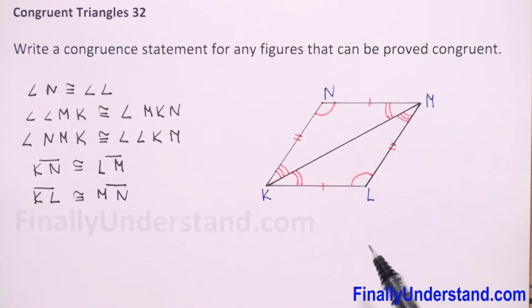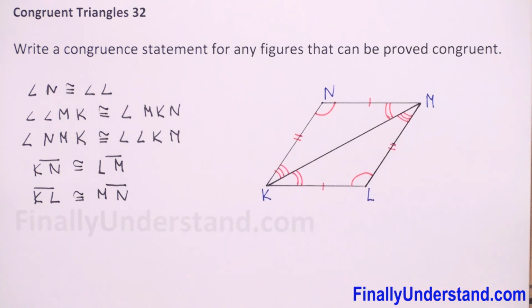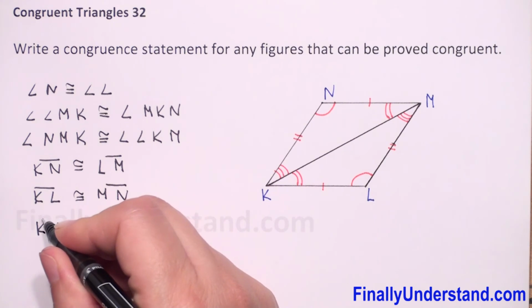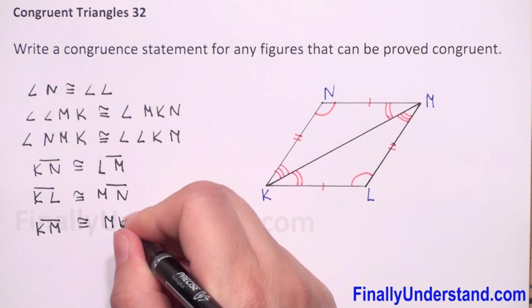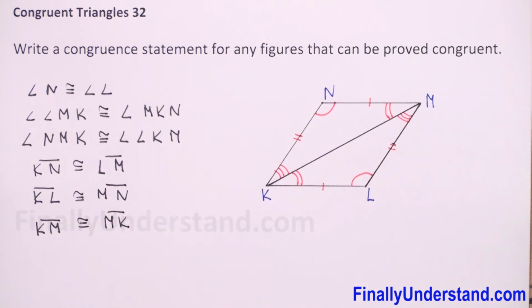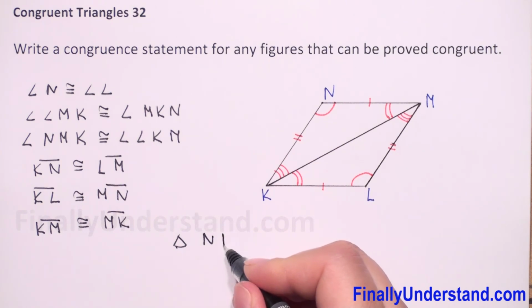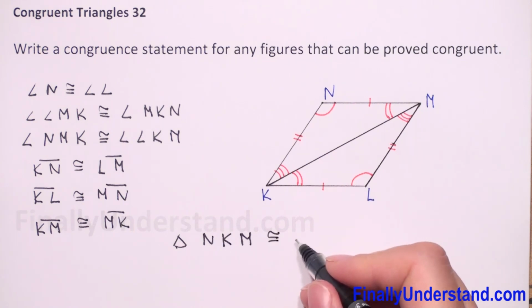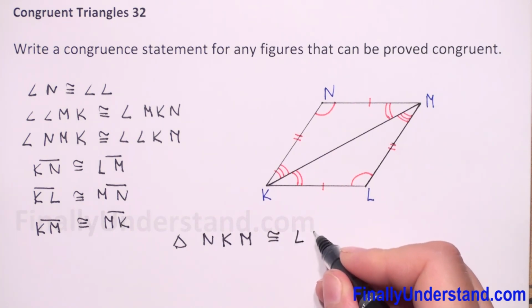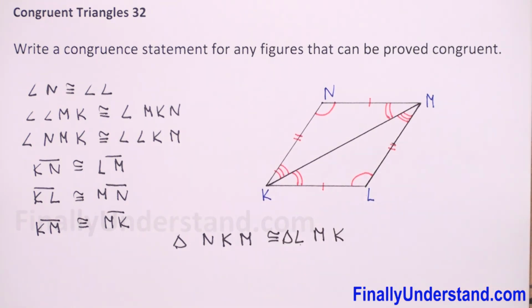What else? KM is the same as MK. So we can write that triangle NKM is congruent to triangle LMK. This is my solution.